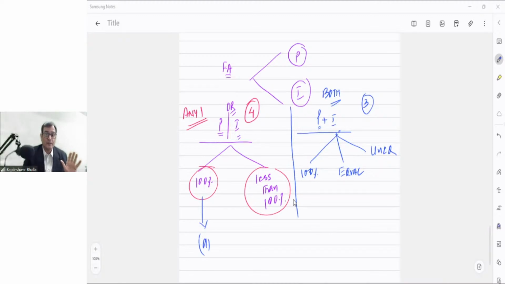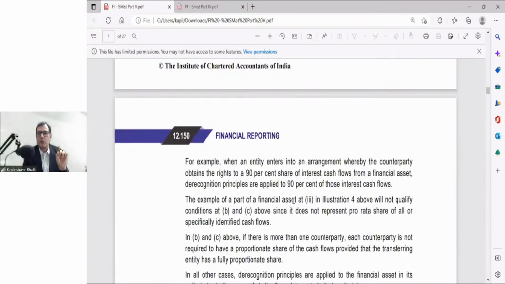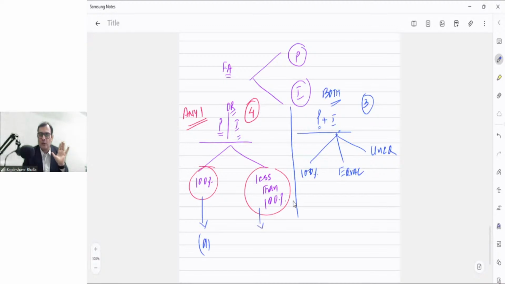Now let's have a look further at the next one, clause C first. The part comprises of proportionate share of specific cash flow. You transfer 90% interest only. So can I say this is also getting covered in clause C? If you transfer one of the components fully or one of the components partially, you can derecognize a portion of the asset. You can derecognize a part of the financial asset. In these cases, you will be able to derecognize a part of the asset.